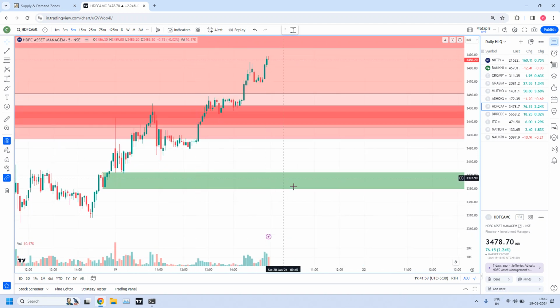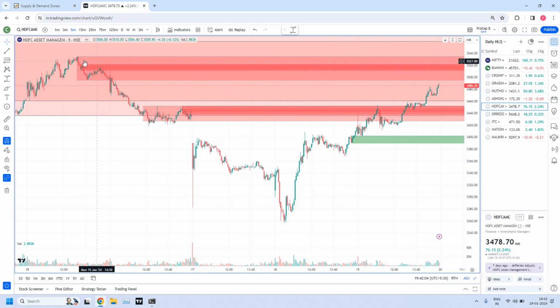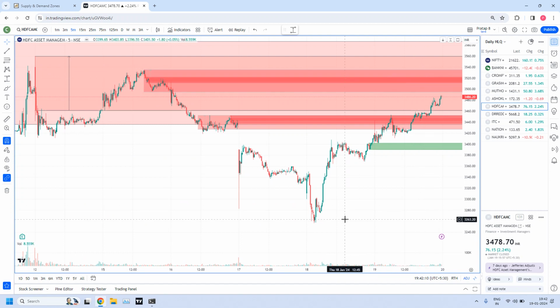After that, the zone is violated. That is a different story. And the one we fine tuned again, we were waiting for a trade, but today prices did not enter into this area. So this is about HDFC Bank.